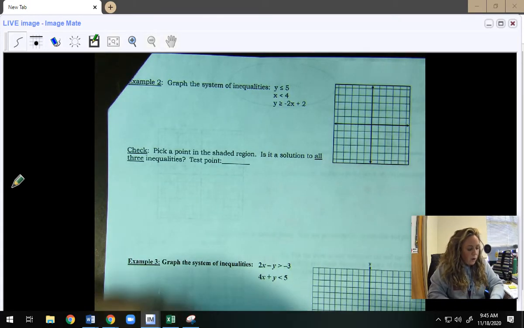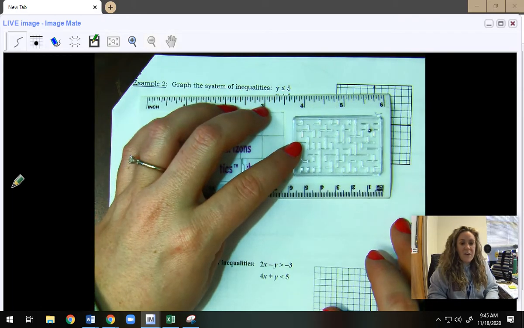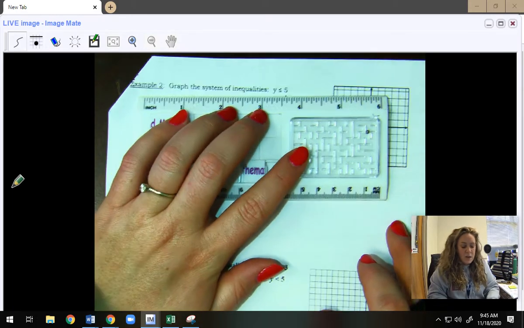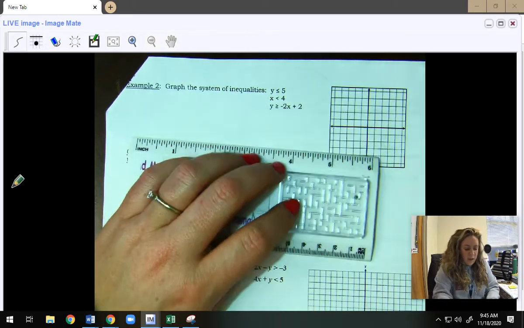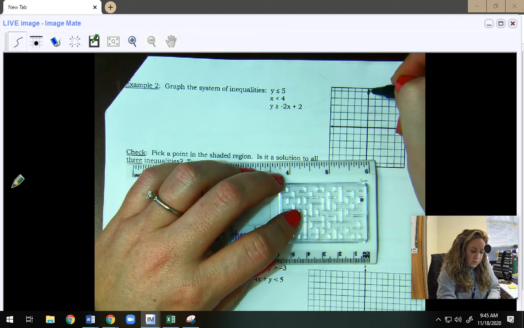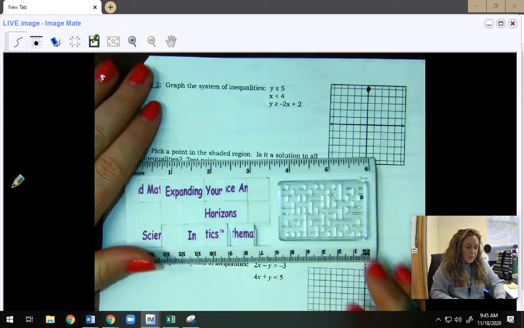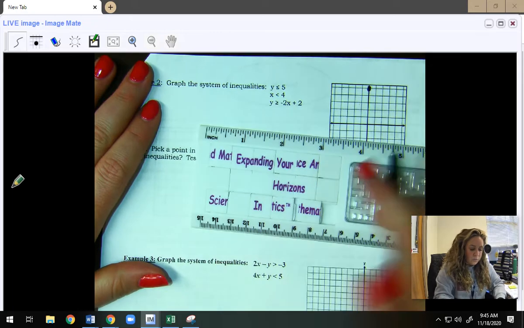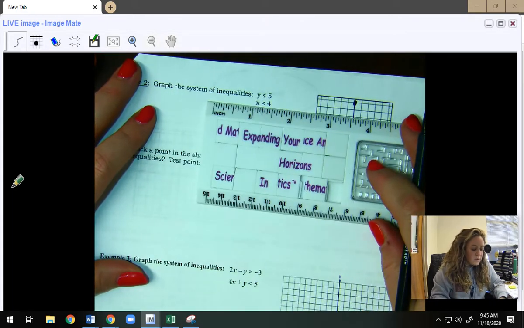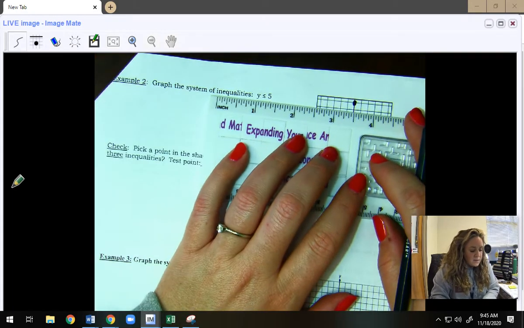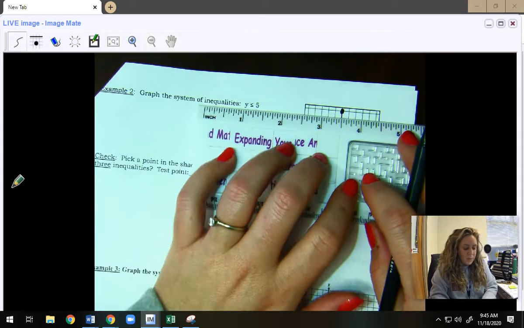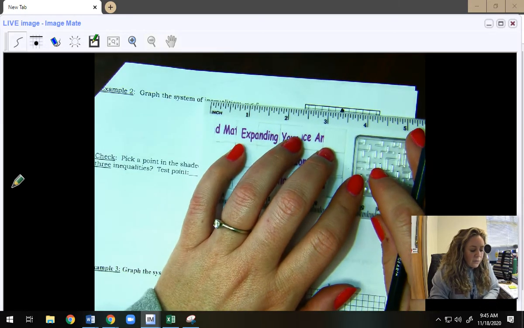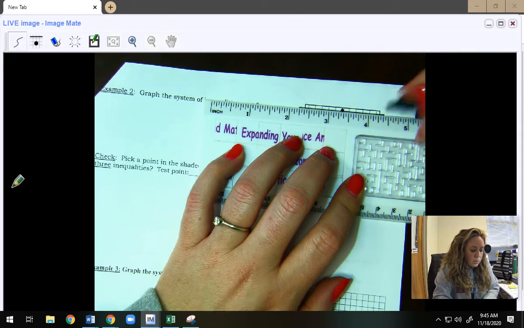So graph the system. The first one we're going to graph is y is less than or equal to 5. So I'm going to go where y is equal to 5. So 1, 2, 3, 4, 5. Here it is. Next thing I'm going to do is determine what type of line this is. So I see a solid line under that equal to sign, so that means I have a solid line on my graph. Boom.